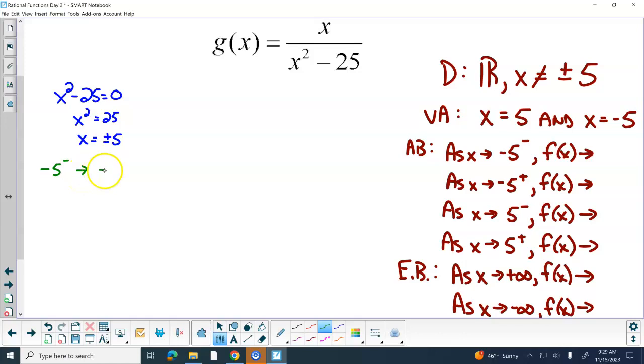So I want to be left side of -5. That's going to be -5.1-ish. Okay? So then that's going to be -5.1 over something a little bit bigger than 25, right? Because 5 squared is 25. 5.1 squared would be a little bit bigger than 25. And I subtract 25, that's going to be positive. So this is going to be a negative divided by a positive, which is going to be negative.